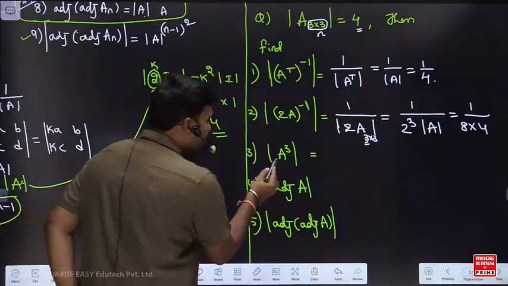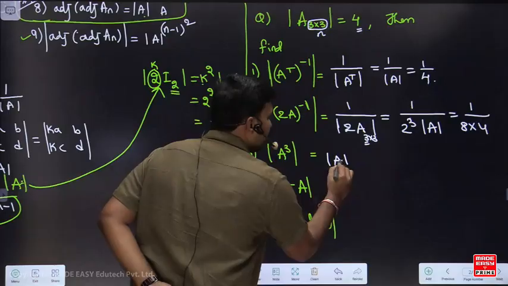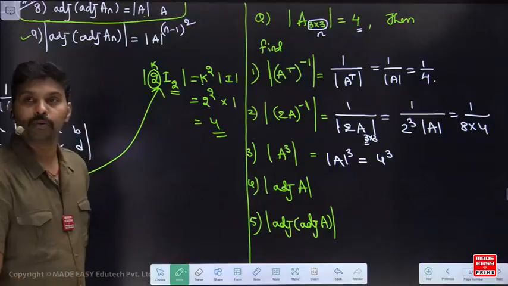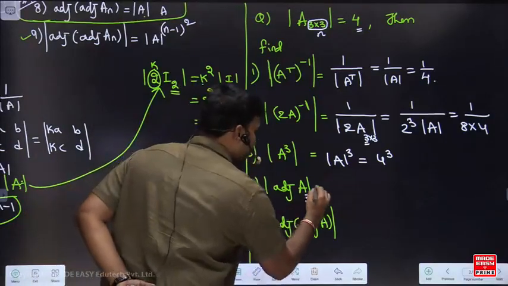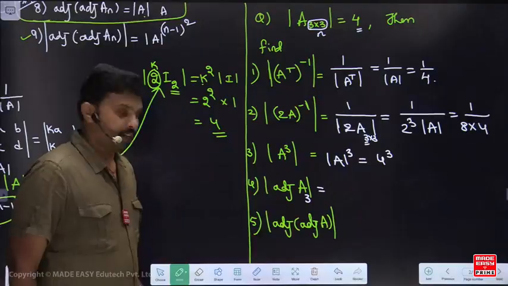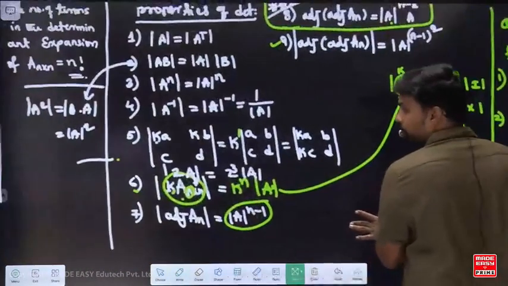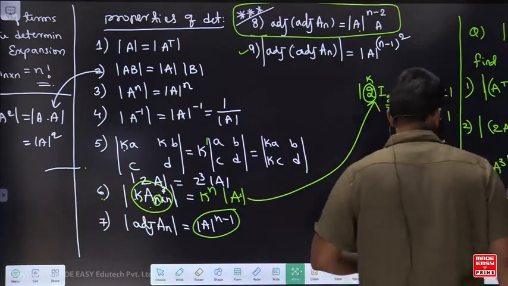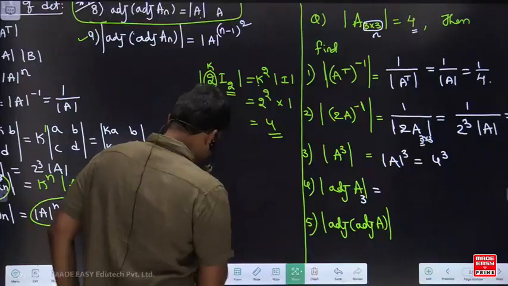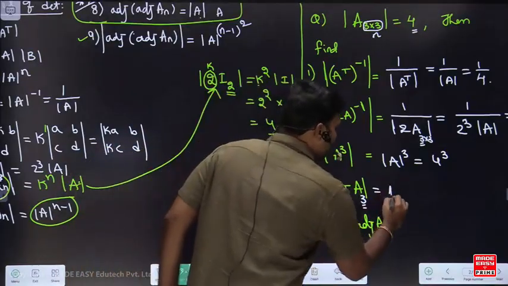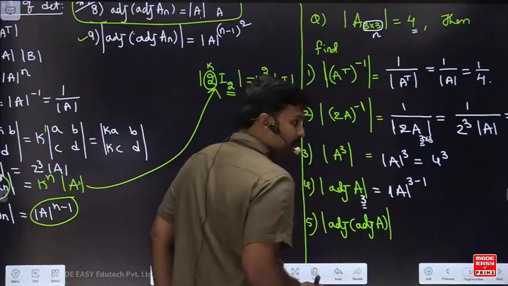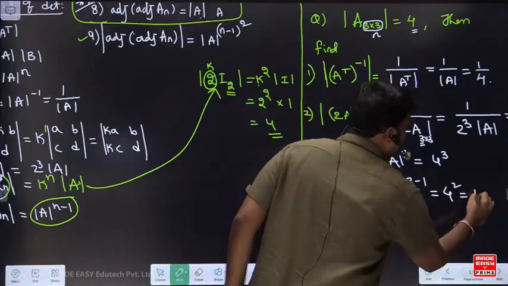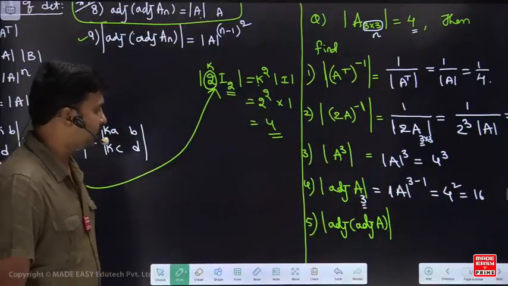Okay, fine. Now what is mod A cube? So mod A cube is given by mod A whole cube here. So therefore it is 4 cube we can write. Okay, the next one, it is mod of adjoint of A. Yes dear, what is the formula for mod of adjoint A? See, the formula is mod A to the power of n minus 1 here. So here n is equal to 3. So mod A to the power of 3 minus 1. So mod A is equal to how much? Mod A is equal to 4. So 4 square is equal to 16 here.